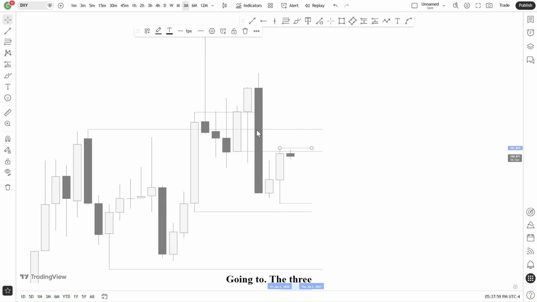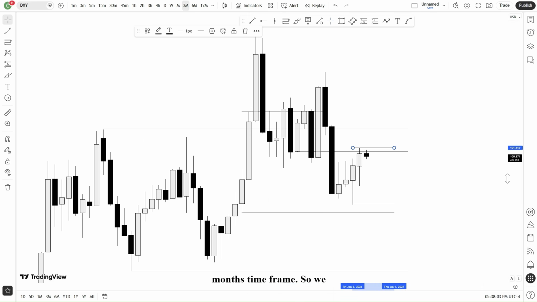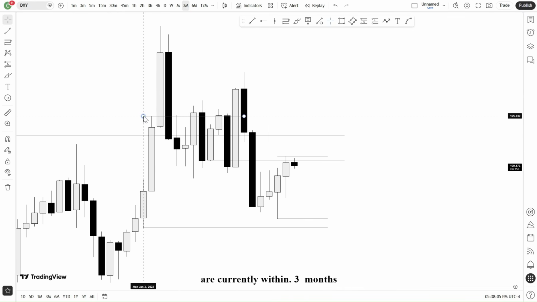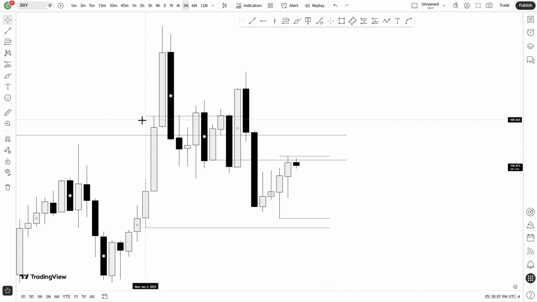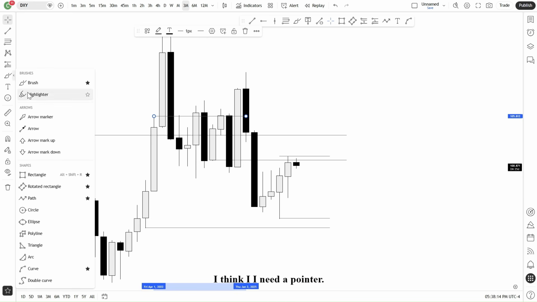Going to the 3 months time frame. So we are currently within this 3 months FVG, this 3 months FVG.